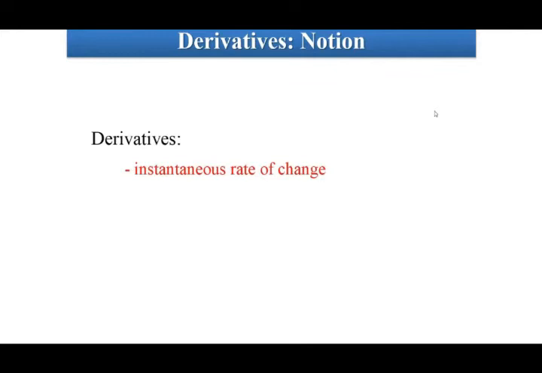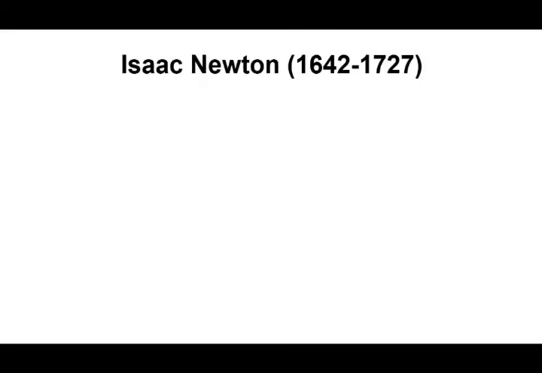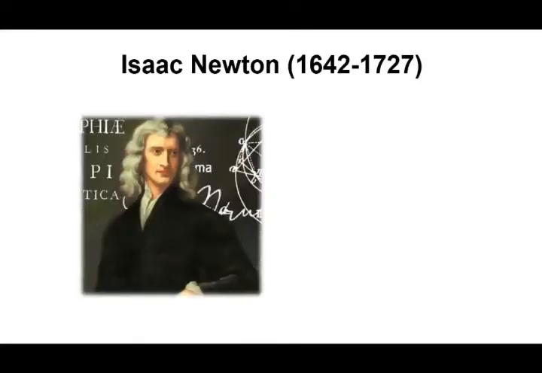So, derivative is the instantaneous rate of change. It is the slope of the tangent line to a curve. And it is the limit of the slope of the secant lines to a curve. Okay? So Isaac Newton, from 1640 to 1727.